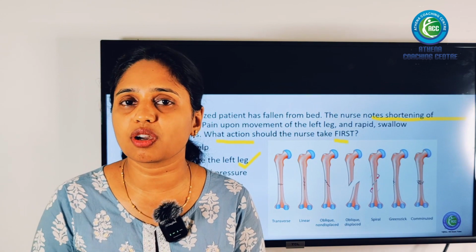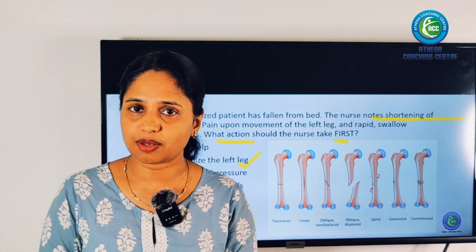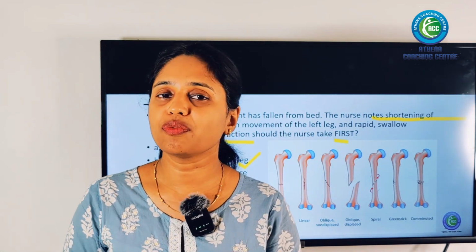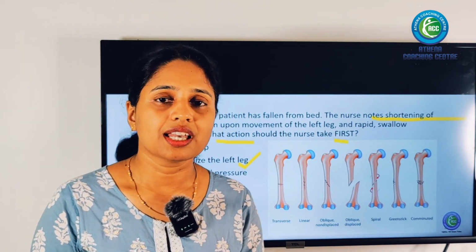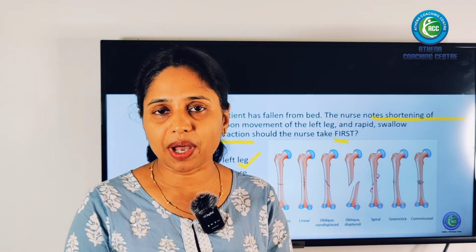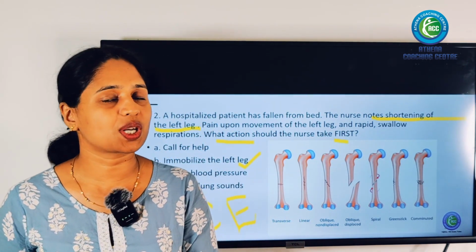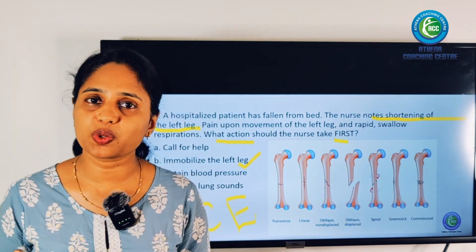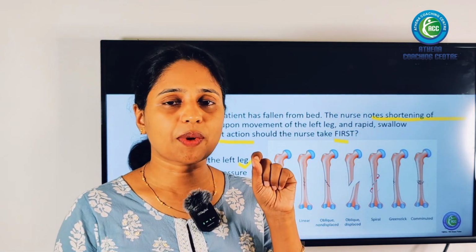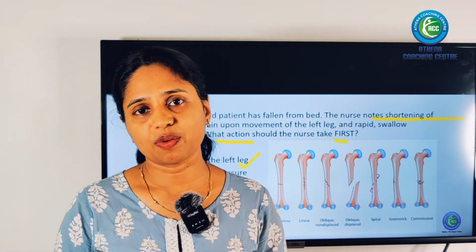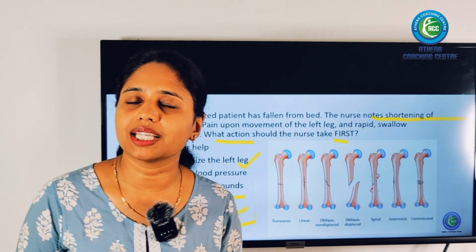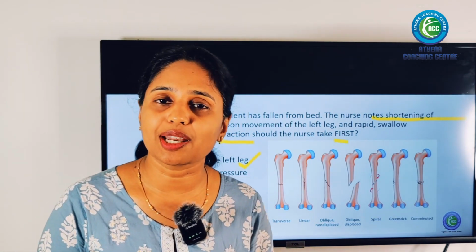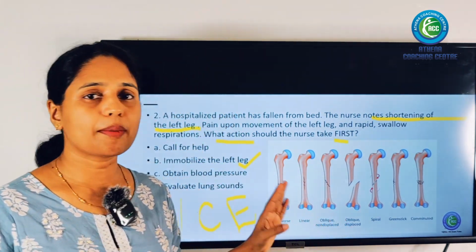But in closed fracture, the bleeding is not visible outside, but there will be a lesser chance of infection. Infection of bone is considered as osteomyelitis. So osteomyelitis is usually expected in open fracture, whereas that is not expected in closed fracture. So you can just remember what is open fracture and what is closed fracture. Osteomyelitis is expected in open fracture rather than closed fracture. But in closed fracture, there may be a higher chance of bleeding. As a result of bleeding, there may be a higher chance of hypovolemic shock. So this is all about this.